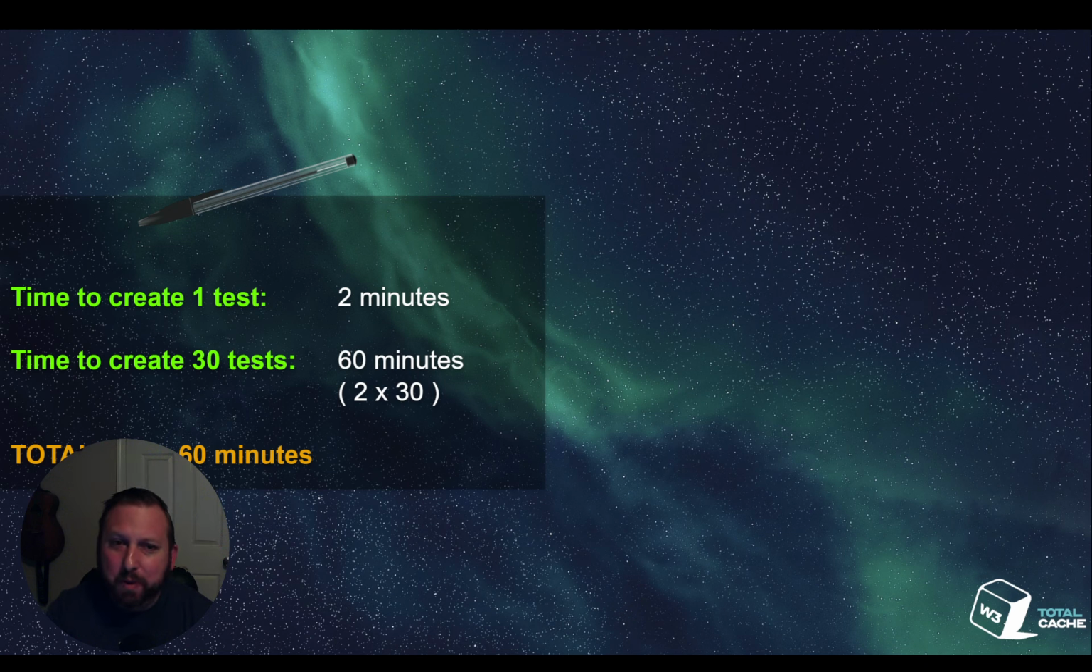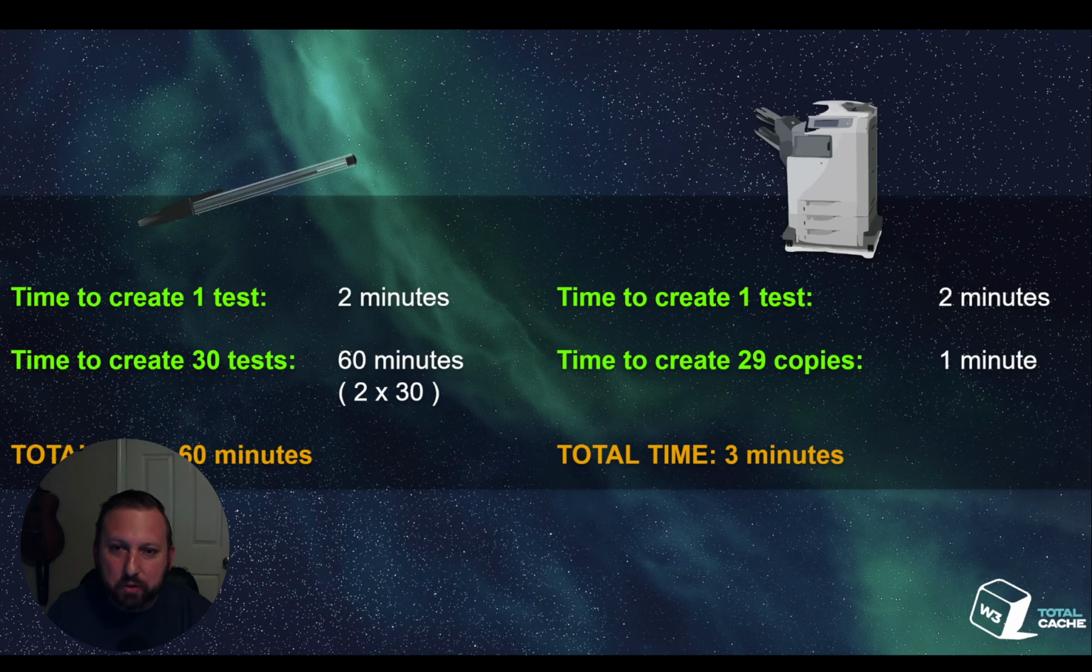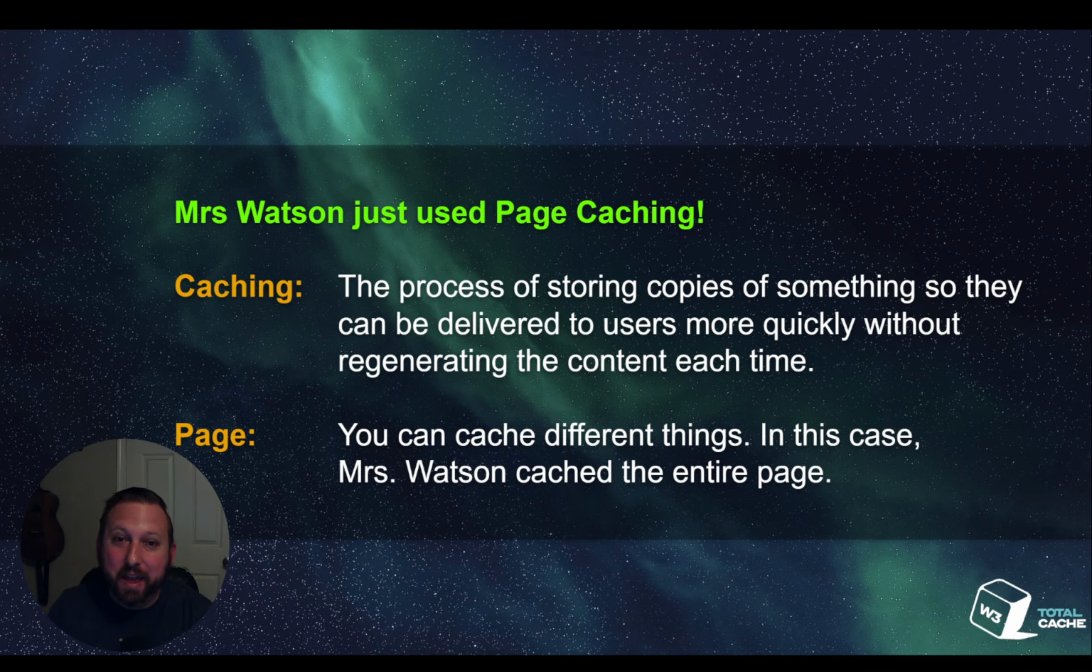So again, here's a summary. If she did it by hand, 2 minutes each, a total of 1 hour. But if she used the photocopier, the first test would take 2 minutes, but to create the additional 29 tests, it would just take a minute. So we're looking at 60 minutes versus 3 minutes. There's a huge difference in time. And that is page caching. This math teacher, Miss Watson, just used page caching.